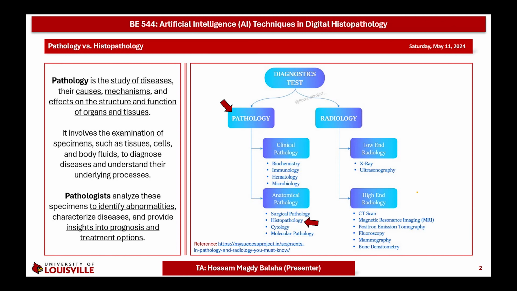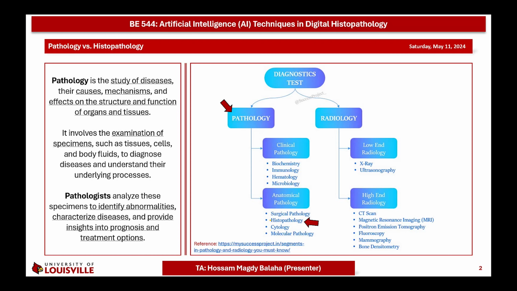It involves the examination of specimens, and we are going to understand the meaning of specimens in the following slides. Specimens such as tissues, cells, and body fluids. The aim is to diagnose the diseases and understand the underlying processes. Pathologists analyze these specimens to identify abnormalities, characterize the diseases, and provide insights into prognosis and the treatment options.